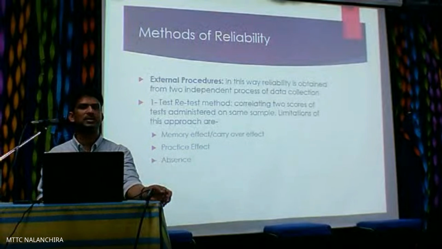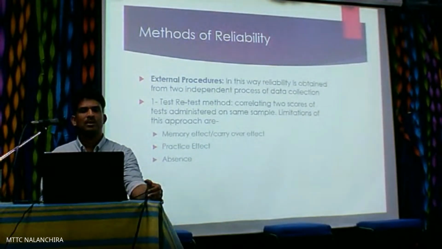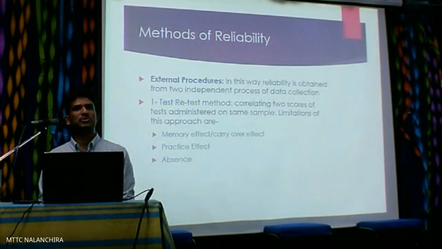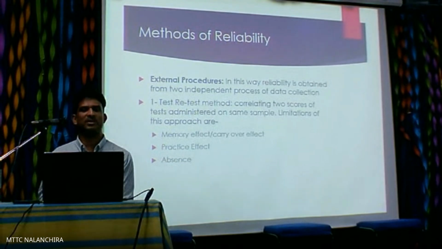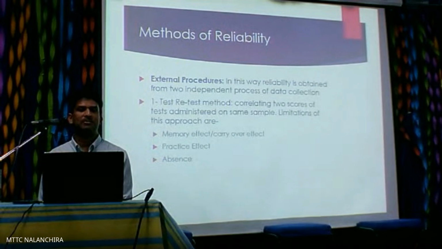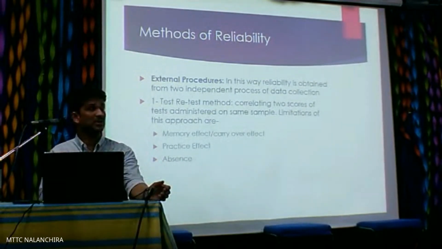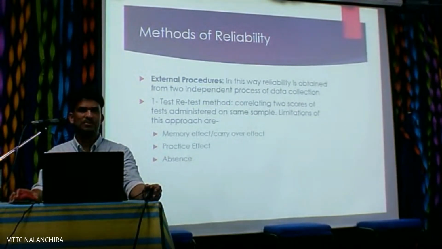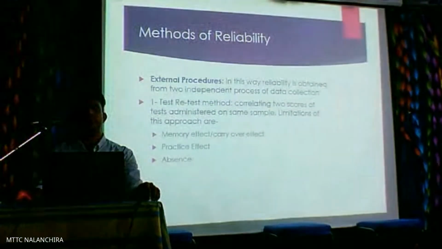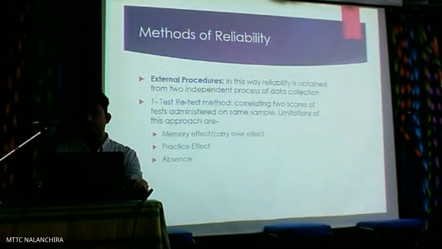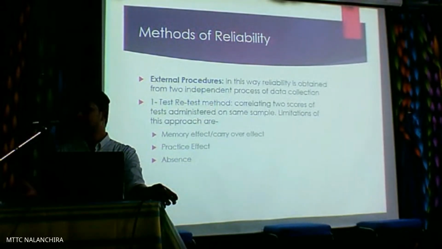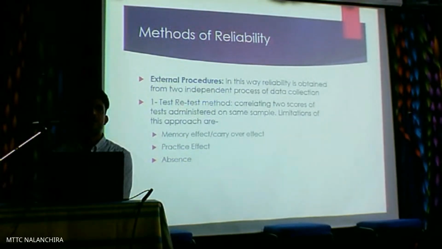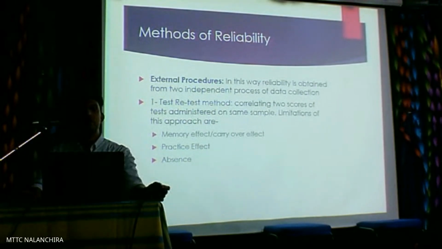I have already mentioned test-retest reliability. Test-retest reliability is correlating the two scores. We have mentioned memory effect, carry-over effect, practice effect, or absence. These are some of the things that may affect test-retest reliability. Suppose now I have given you a test, and after 15 days again the same test. So you may do some mistakes because of memory. So I have done this, so shall I make it a different one? That way we get the practice effect.